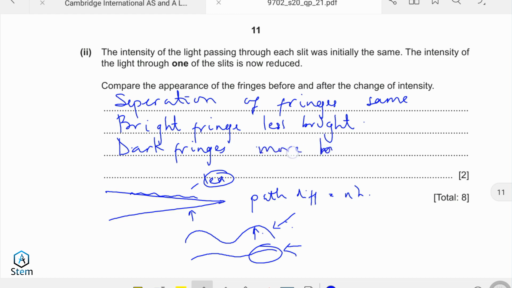Let me say less bright, less dark. All right, so the dark fringes are going to be less dark.